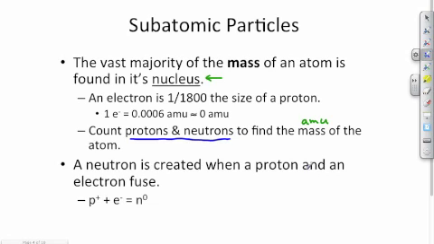Now, how is a neutron created? Well, it's theorized that a neutron, being neutral, is a particle that is created when a proton, being positive, is fused with an electron that's negative. Of course, they cancel each other's charge out, and you get a neutron with no net charge, or 0 charge.